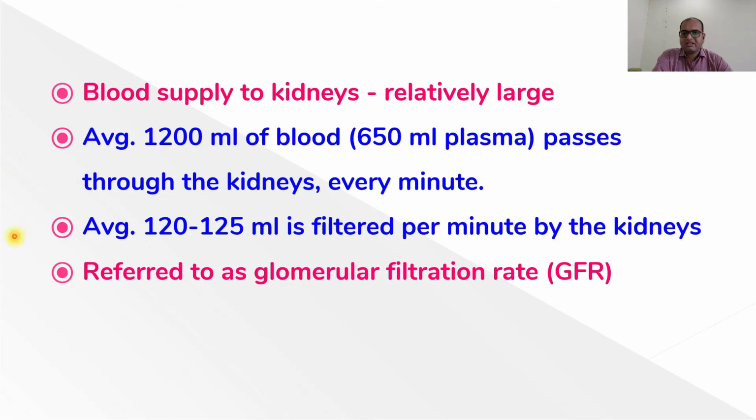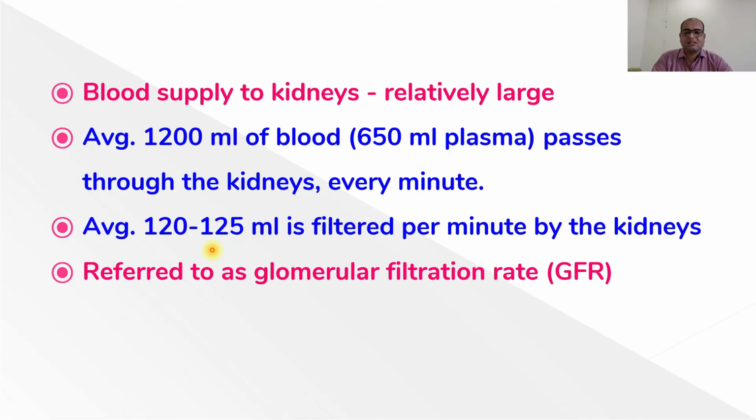So in a nutshell, you should know that the blood supply to kidneys is very large, almost 1200 ml of blood continuously passes through the kidney every minute. That's a very large quantity because total blood volume inside the body for a healthy person is around 4 to 5 liters. So every minute one fifth of the blood is passing through the kidney. So you can think of it as a very high capacity filter. And out of that, 120 to 125 ml is filtered per minute. Basically we call it the GFR.